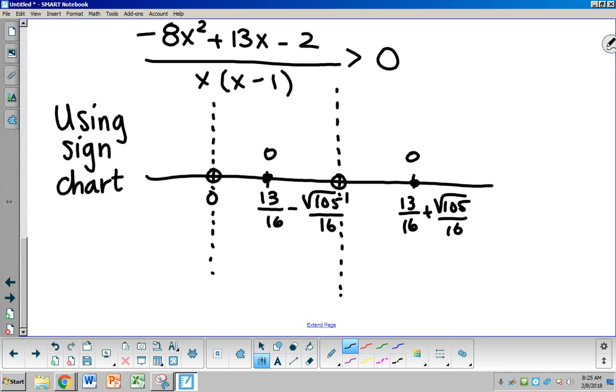Yes, ma'am. Would the zeros be open circles because we have a greater than sign here? You know what? When I do a sign chart, I show that I'm crossing the x-axis there, and when I do my inequality, I see that it's greater than 0, so I don't include it. Okay. Does that make sense? The sign chart's actually showing what's going on, okay?